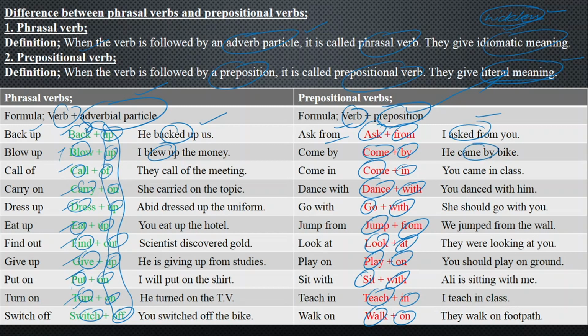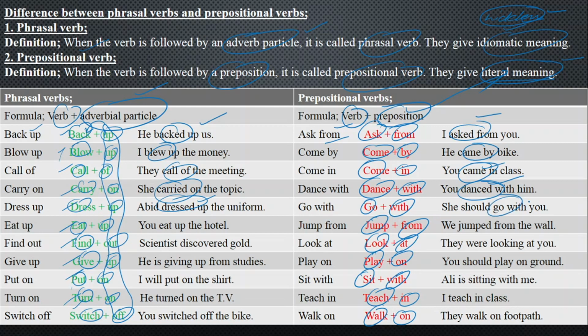They call off the meeting means they cancelled the meeting, but over there they come in dress. They come in, you come in class, you came in class. This came in is giving the same meaning whatever it is written over here. He carried on the topic means he continued the topic, but you danced with, dance with is giving the same meaning, with him. Abid dressed up the uniform. Dressed up means wore the uniform. Go with: she should go with you. Go with is giving the same meaning.